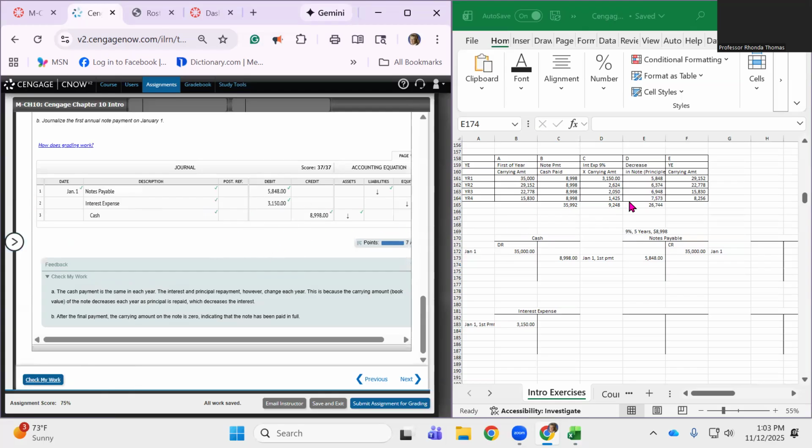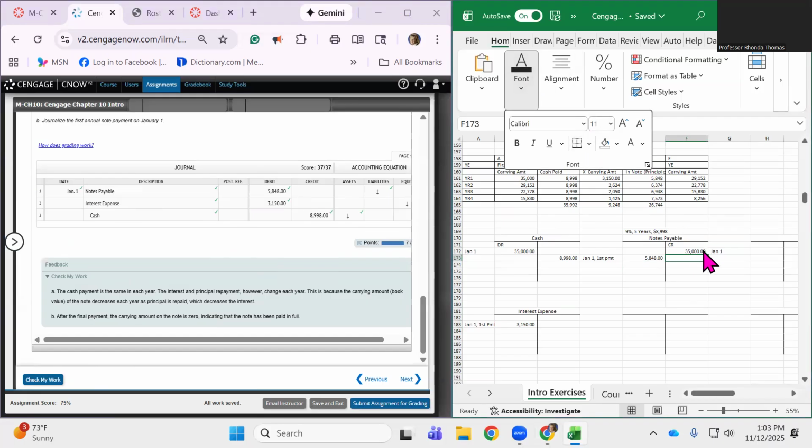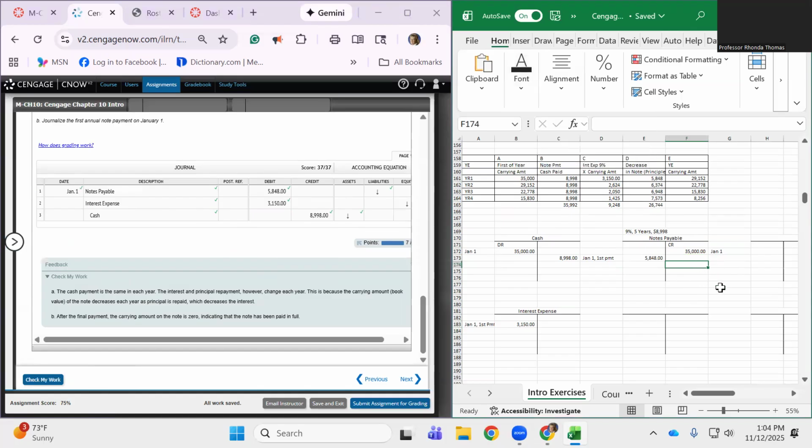So there you have it. And that was just the first payment. The second payment would be what you see here. And then the carrying amount of this payable, which is what we call the carrying amount after you've made a payment, is 35,000 minus the principal part of our payment. Now the carrying amount after the first payment is 29,152.